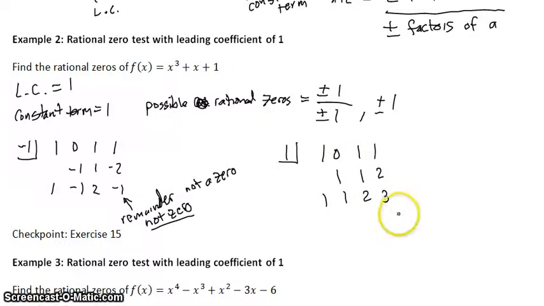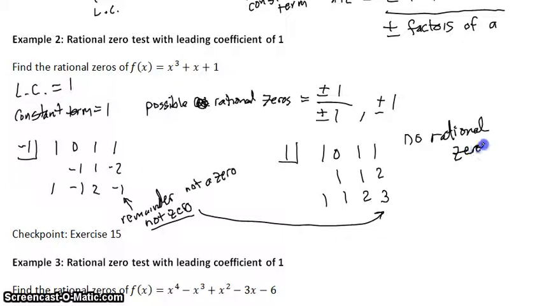I didn't get a 0 here. So these are neither zeros of this. If it's not going to give us a remainder of 0, they're not zeros of this. And we could have checked both of these by plugging them in. But because neither of them were zeros, this function has no rational zeros. There's no possible rational zeros for this.